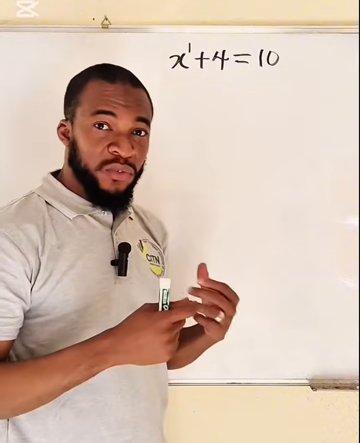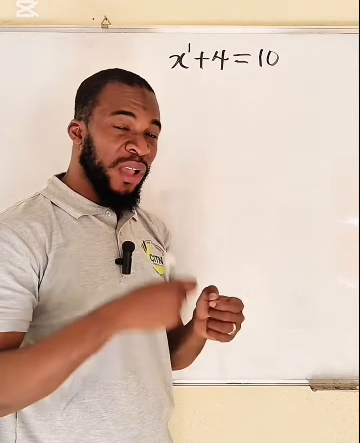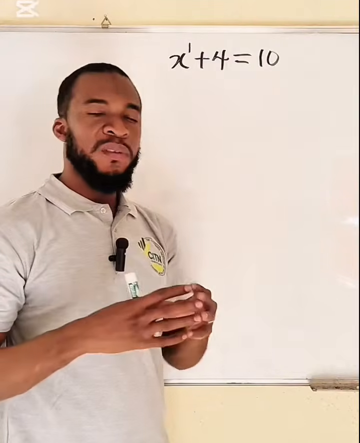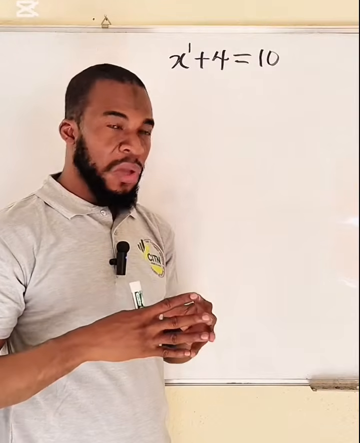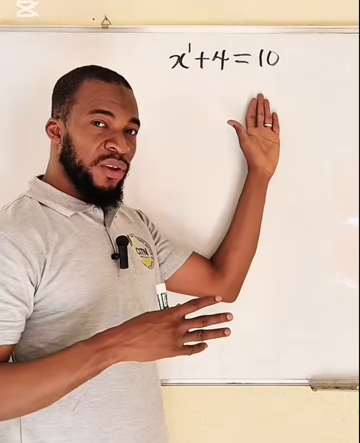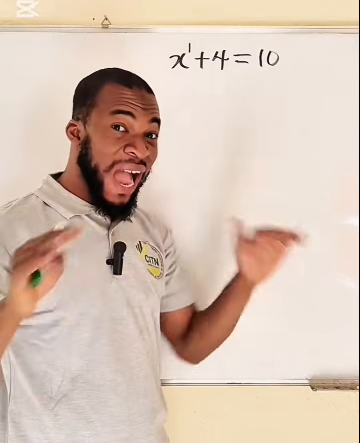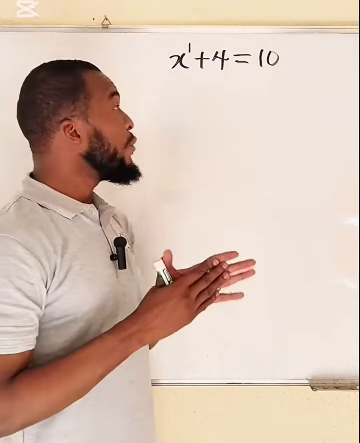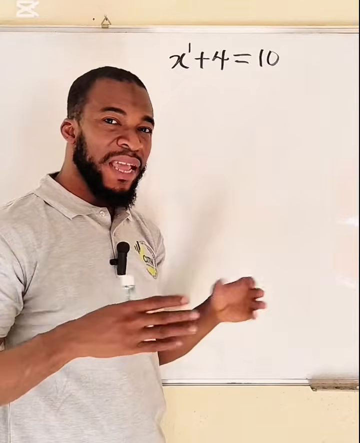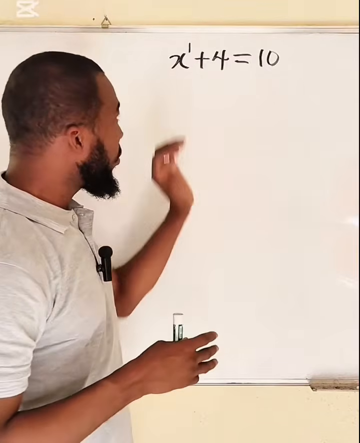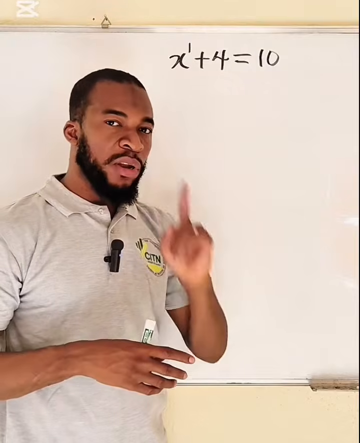Once the power is not 1, any number greater than 1, for example 2, we say it is a quadratic equation. But whenever you have an equation in which the unknown variable has a power of 1, that is the highest you can see in that equation, then we say that equation is a linear equation. So this equation contains one unknown variable.